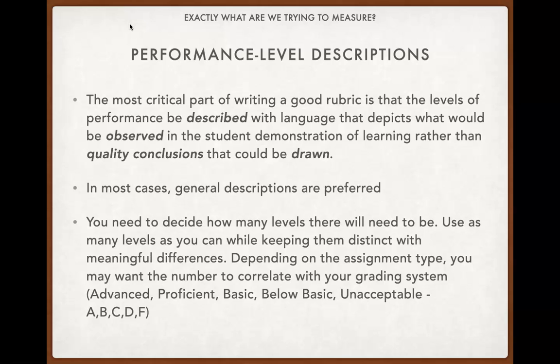And this might go just a little bit against that, but this is just a suggestion. Depending on the assignment type, you may want the number to correlate with your grading system. So you might want to have 5 performance levels across the top of your rubric: advanced, proficient, basic, below basic, and unacceptable. That would correlate to an A, B, C, D, F grading scale. Entirely up to you. I'm just throwing that out as a possibility for you.